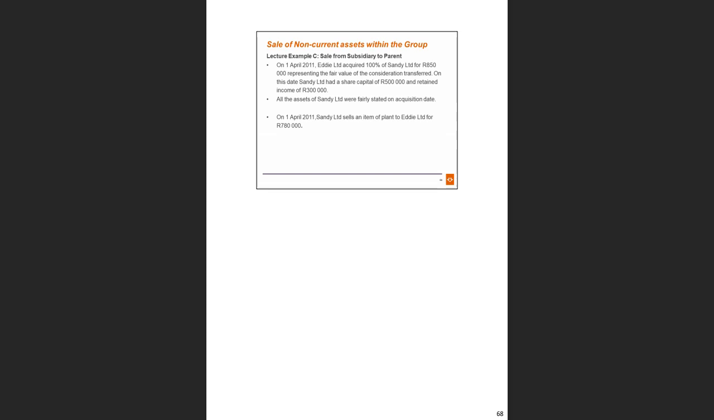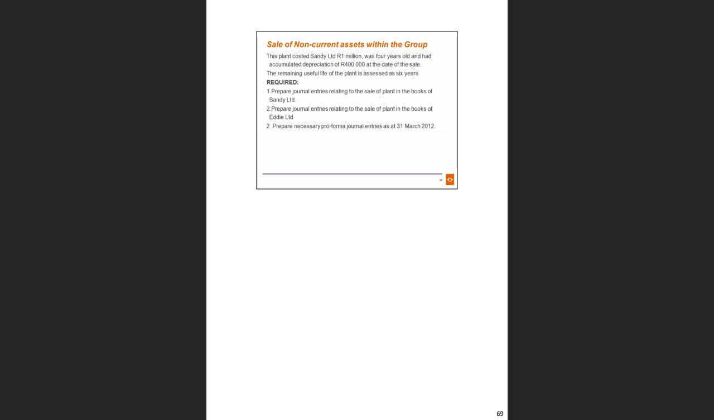Okay, so here the sale is taking place from Sandy to Eddie, whereas in the previous example, Eddie sold an item of plant to Sandy, whereas here the subsidiary is selling to the parent. So this plant cost Sandy 1 million, was 4 years old, and had accumulated depreciation of 400,000 Rand at the date of sale. The remaining useful life of the plant is assessed as 6 years.